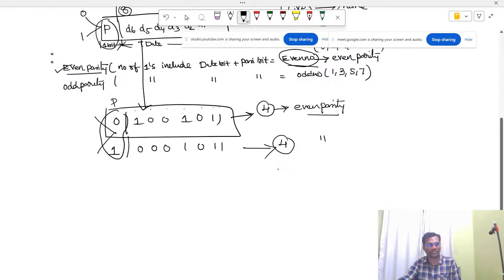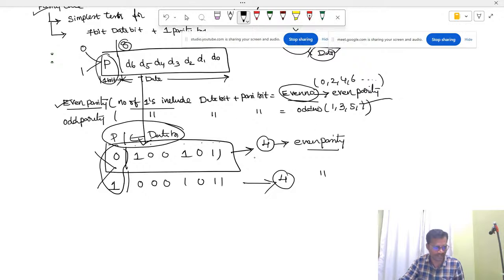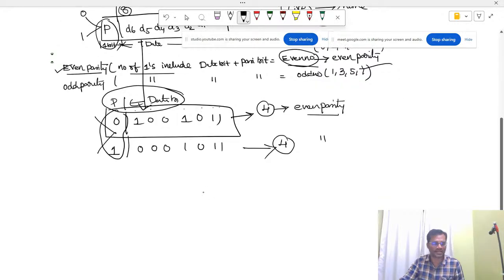So what is meant by even parity? The number of ones in the data bits, this is completely the data bits including the parity bit, I should get an even number. That is called even parity. Now let us do one example on odd parity also.